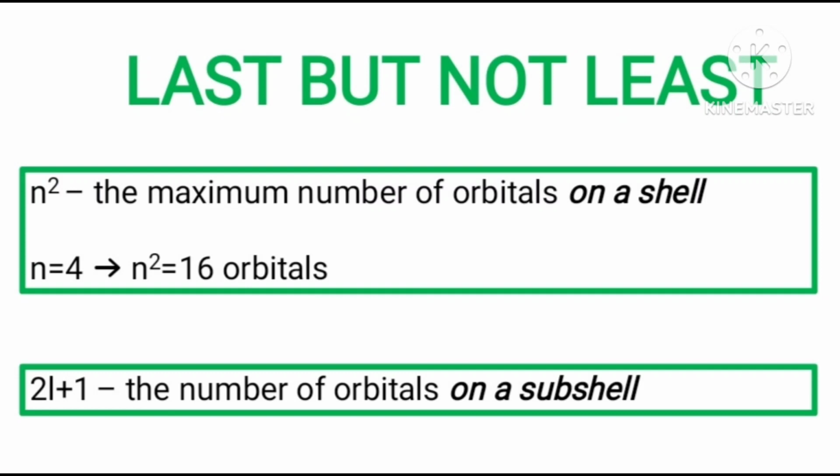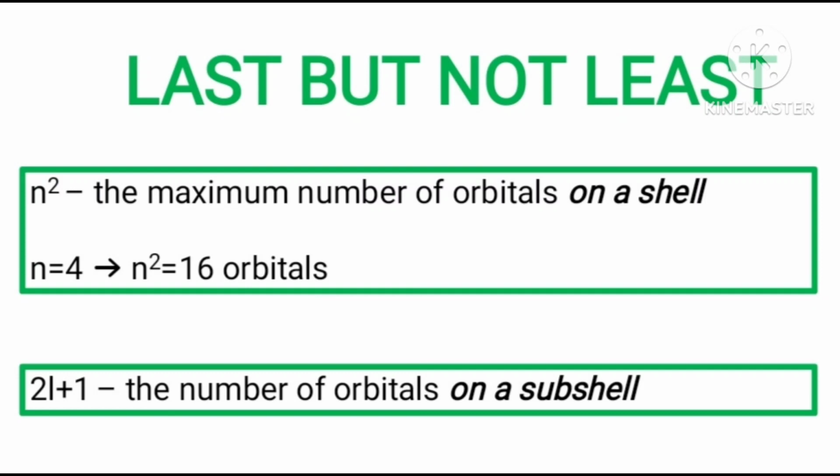And now, pay attention to this. Here are some formulas for how we can calculate the number of electrons, the number of orbitals, etc. On a shell we have subshells, and on subshells we have orbitals. If we would like to find how many orbitals there are on a certain shell, we use this formula, n squared. We take the principal quantum number, find its square, n power 2, and we will find the number of orbitals.